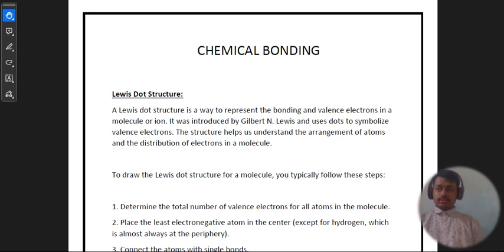So the first topic that I am going to cover is the Lewis dot structure. What is the Lewis dot structure? The first question that may arise in your mind. A Lewis dot structure is nothing but a diagram that helps you to understand the bonding between two atoms in a molecule as well as the lone pairs of an atom in a molecule. And it was developed by Gilbert Lewis.